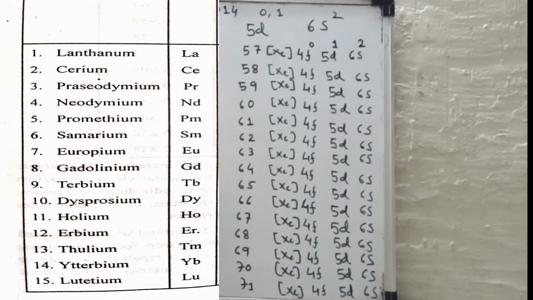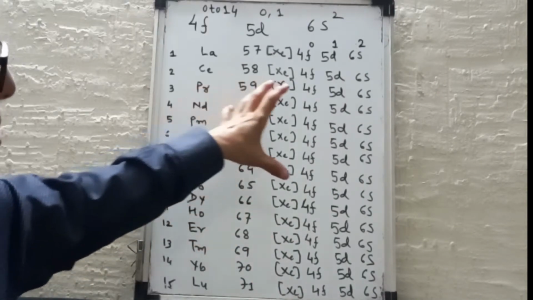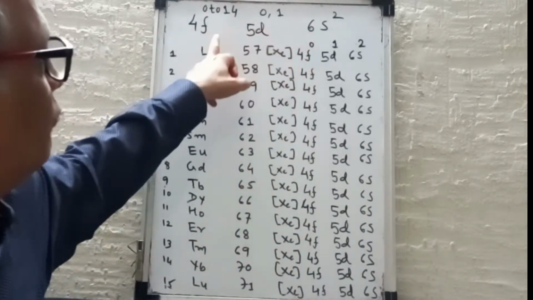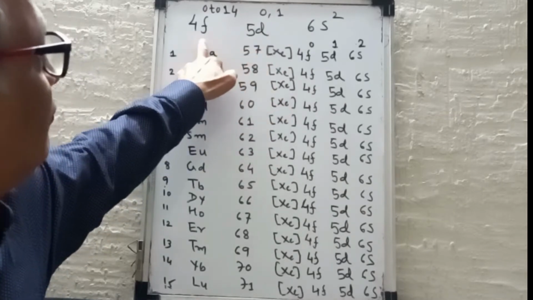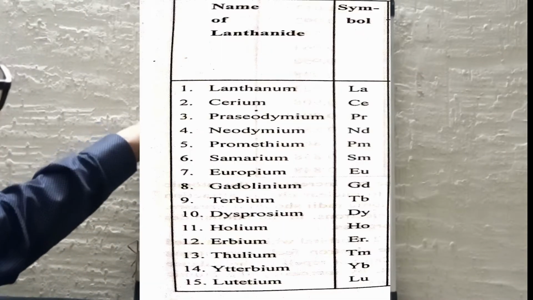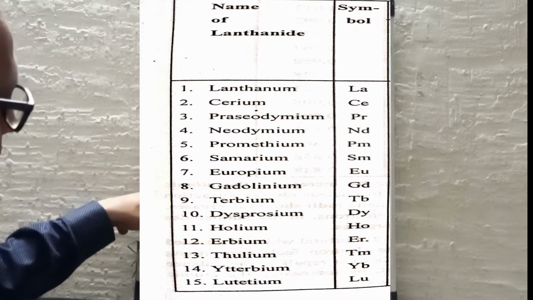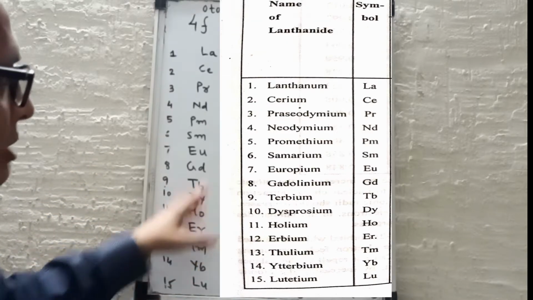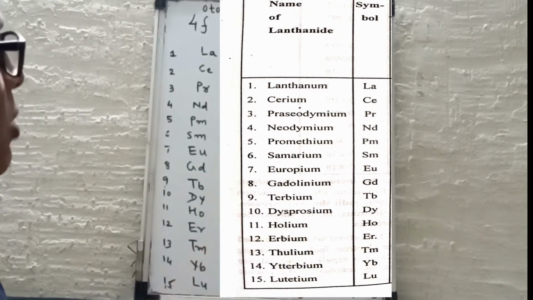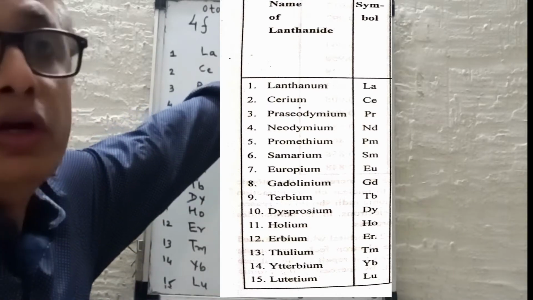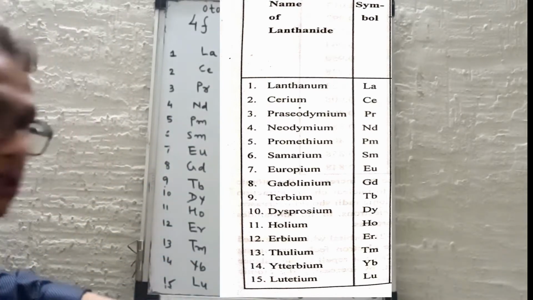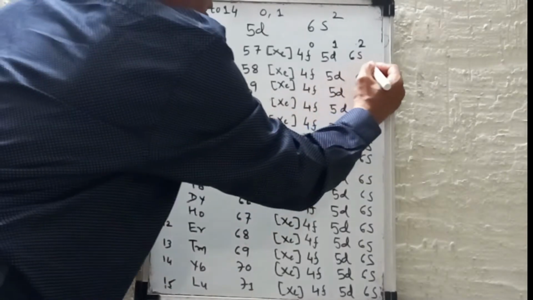Now I am going to give you a trick to remember the electronic configuration of lanthanide elements. This is the general electronic configuration, so for all these elements we write 4f 5d 6s in this manner: lanthanum, cerium, praseodymium, neodymium, promethium, samarium, europium, gadolinium, terbium, dysprosium, holmium, erbium, thulium, ytterbium and lutetium. Now, we will write 2 electrons in the 6s orbital for all these elements. So first here we will write 2 electrons in the 6s orbital.